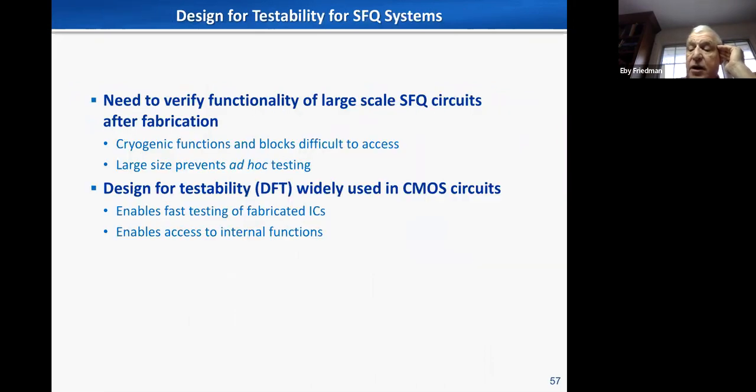Testability is important. We want to verify functionality. It's very similar to what's done in CMOS.